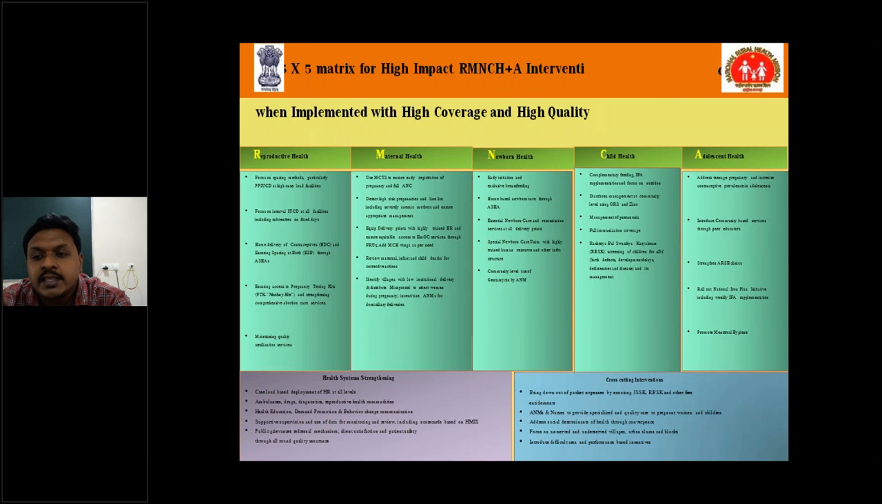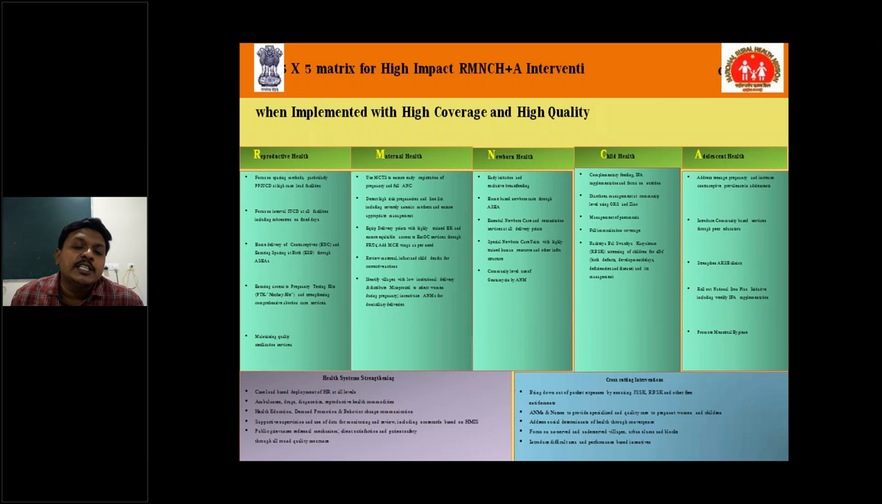Then the adolescent health matrix. So what is to be taken care of with adolescent health? Addressing teenage pregnancies and increasing the contraceptive prevalence in adolescents. Why? Because in adolescence people become sexually very active through various physiological conditions. So people don't get to know all these contraceptive things. They don't know how they will get pregnant, how the process of conception takes place. Due to lack of knowledge only, teenage pregnancies are happening.